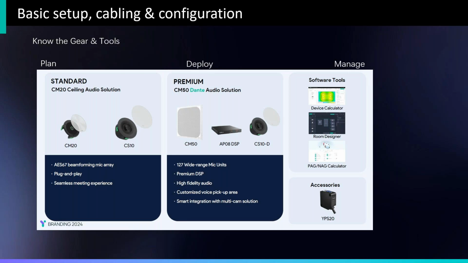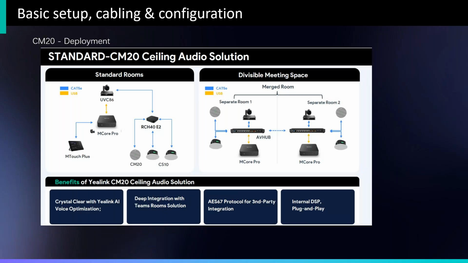Now, if we look at the standard room audio solution, the CM20, we can have it as a normal room with a single camera solution, for example, where the audio links back to the camera and the camera does the DSP. Or we have a divisible meeting space where one of the meeting rooms is the master and the other one is the slave, and they connect to each other via an AV hub. And then we can also have multiple cameras there. So they can be used there.